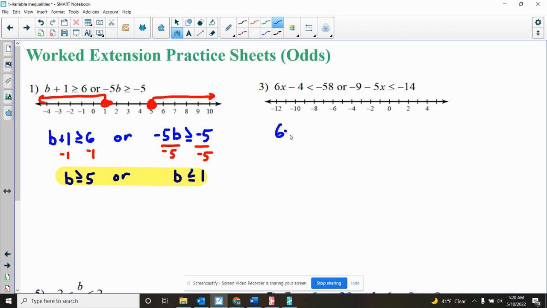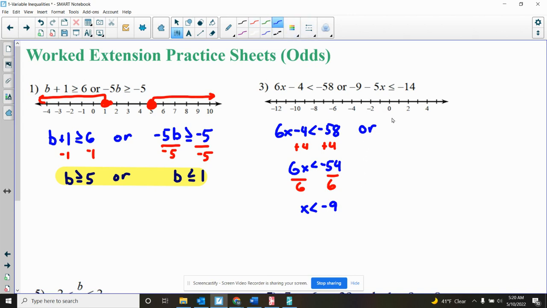Same thing over here. 6x minus 4 is less than -58. I want to get the x by itself. 6x is less than, what would this be? -54. Divide by the 6. And so we've got x is less than -9. So that's part of it. Now we'll take into account the other part.